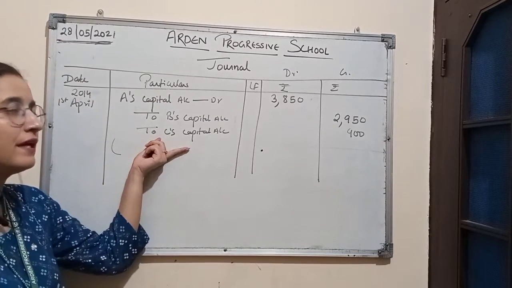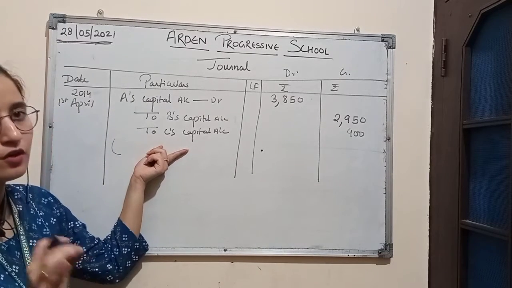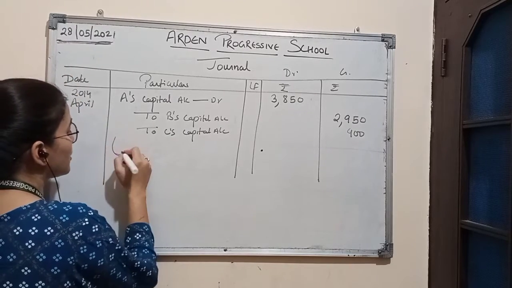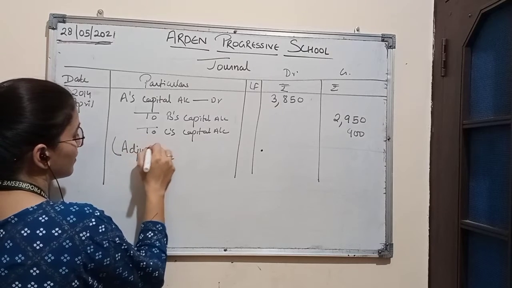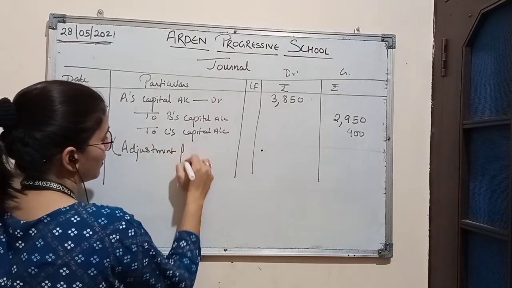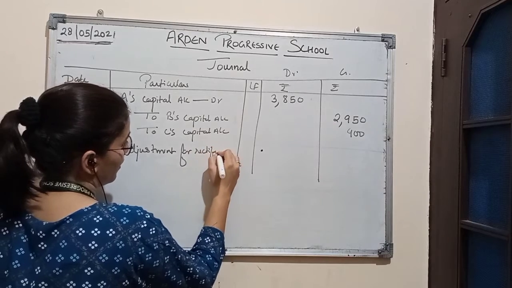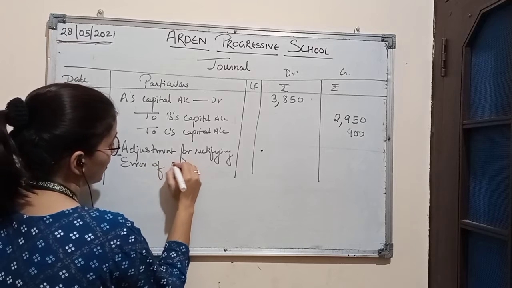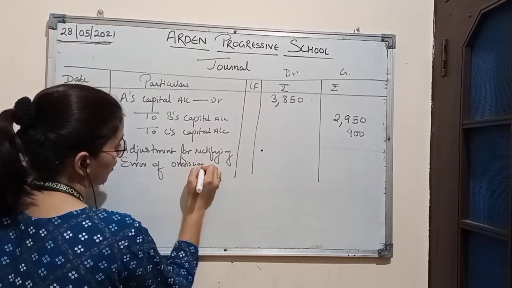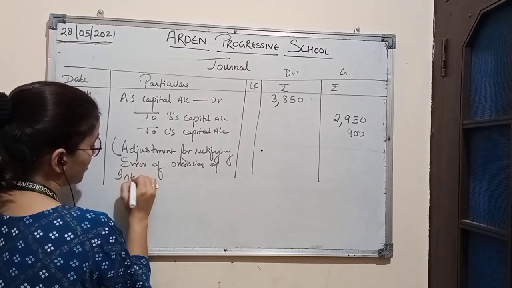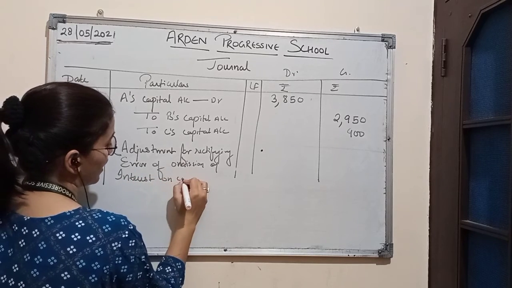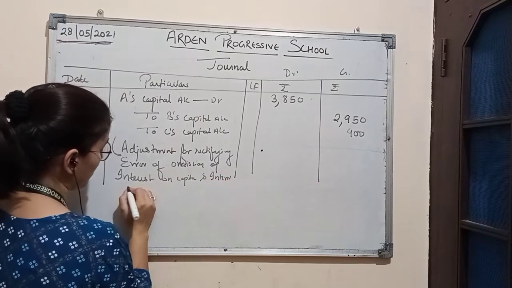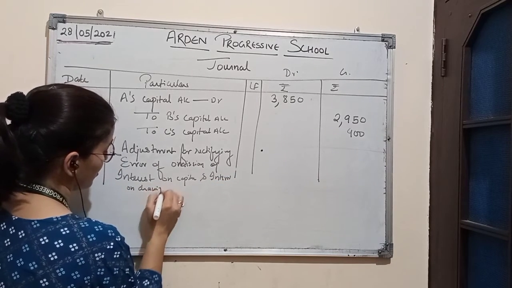So this is the adjustment entry which is passed to rectify the error of omission of interest on capital and interest on drawing. The narration will be: adjustment for rectifying error of omission of interest on capital and interest on drawings.